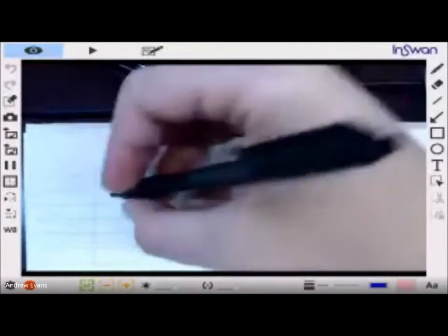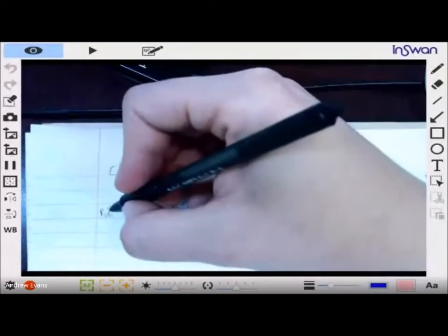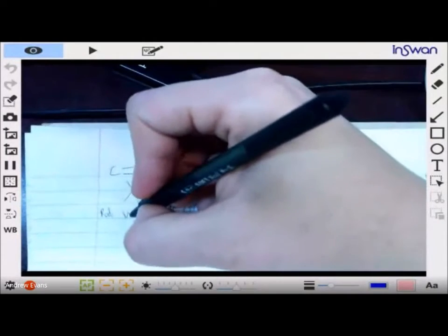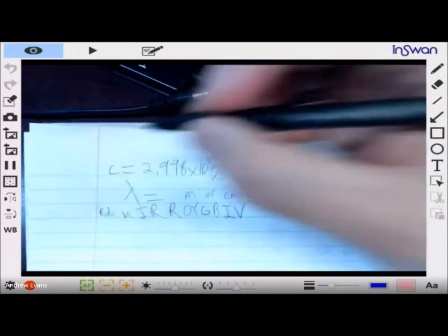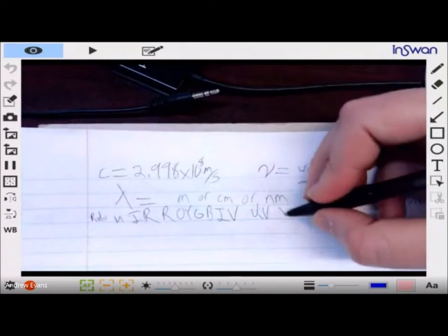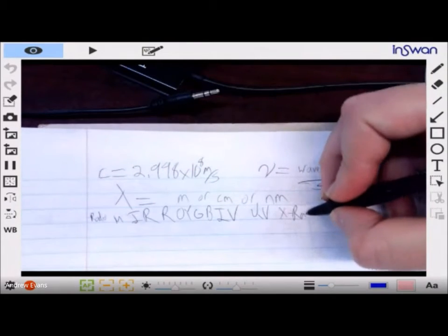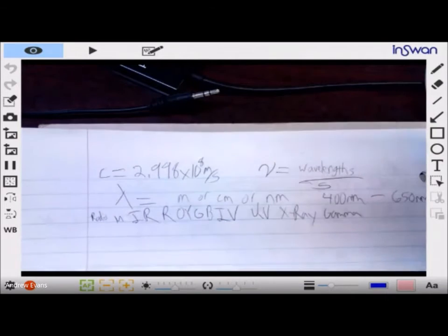infrared, microwaves, and radio and TV waves. Above, we have ultraviolet, we have X-ray, and we have gamma. All of these are examples of electromagnetic radiation. All travel at the speed of light. All can be described the same way.